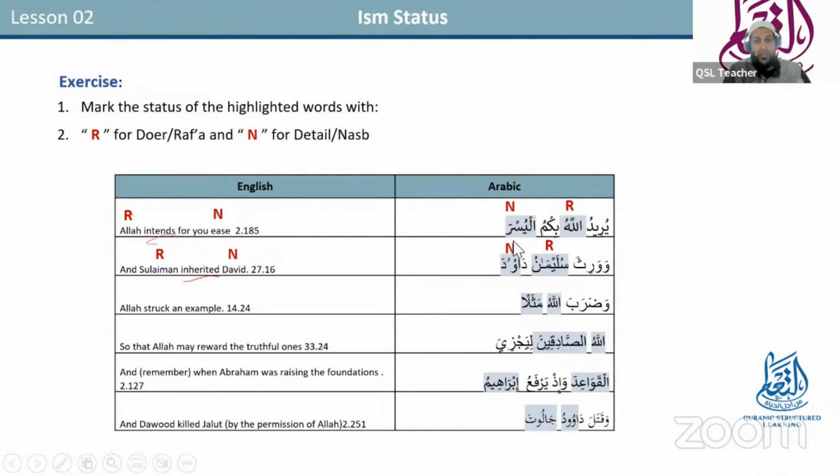That doesn't mean that you now pick up the mushaf and every single dhamma that you see in the Quran means it's rafa', and every single fatha you see is nasab. That's not necessarily the case, but for now, just remember rafa' is generally an u sound, u or un, and nasab is generally an a or an sound, generally speaking.